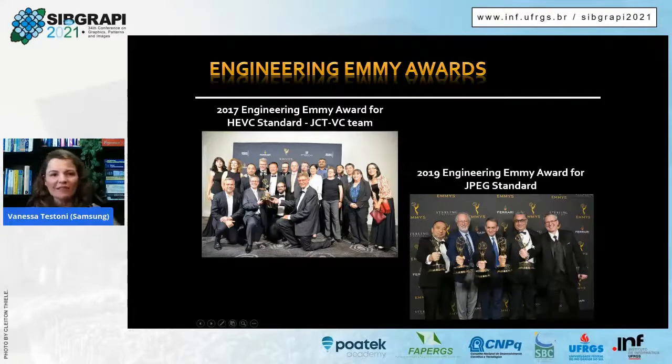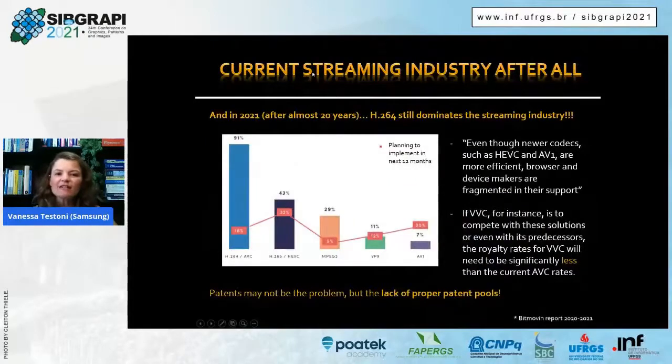And here you also have the JPEG. JPEG also got an Emmy. Actually, most of those technologies have been awarded, even though not all of them have been adopted. And so this is the current situation. We are here in 2021, almost 20 years later, and this is the adoption of H.264, huge.